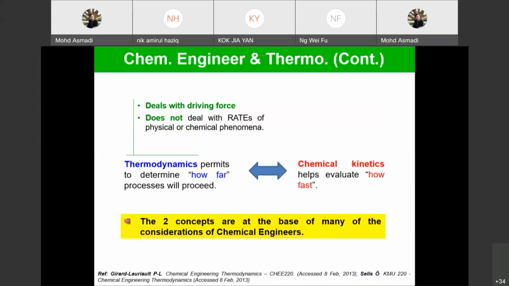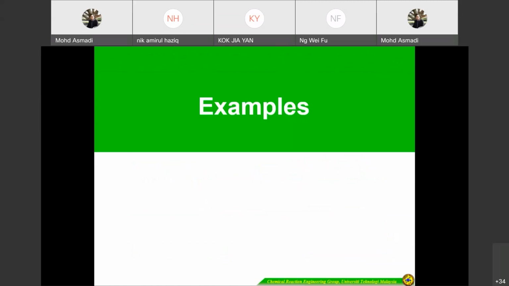As I said earlier, thermodynamics is how far you can go until the optimum condition, but kinetics is how fast your reaction is. So these are two main concepts that you have to know as a chemical engineer.